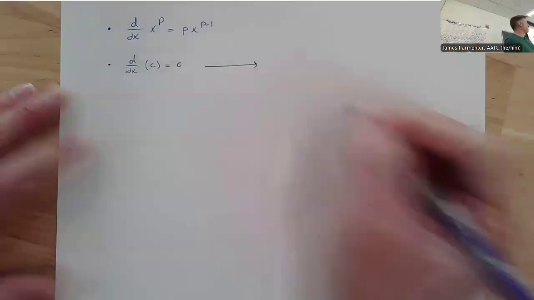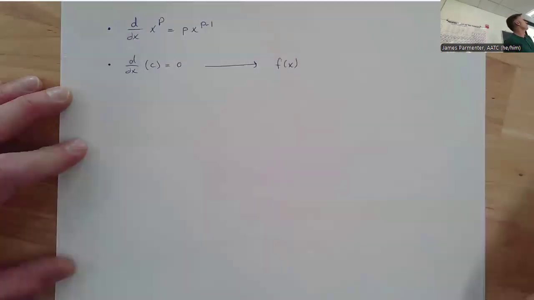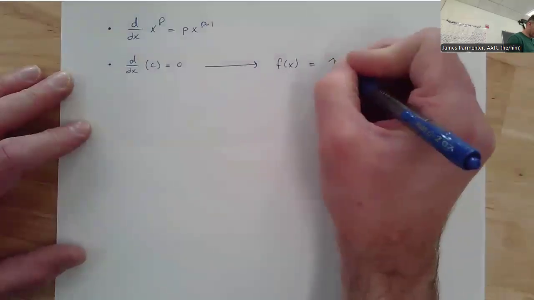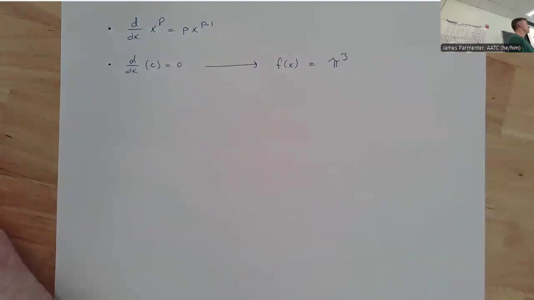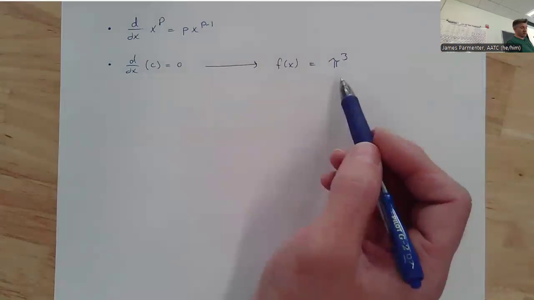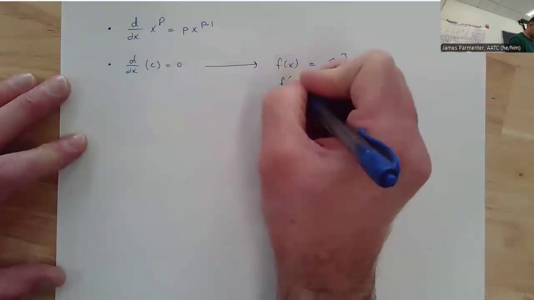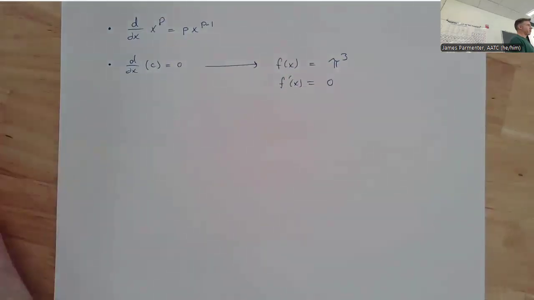Interesting point. Sometimes you might see someone ask you to find, like, say, my function is, what kind of annoying example do I want to pick? My function is pi to the third power. You know what the derivative of that is? 0. Because pi cubed, although I don't know what it is, it's a constant. It doesn't have any variables in it, right? There's no x's in there. So that derivative has to be 0. Because pi cubed is, I don't know, it's like 29 or something, approximately.